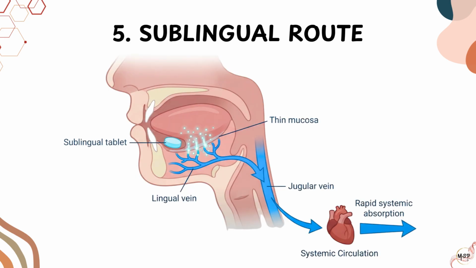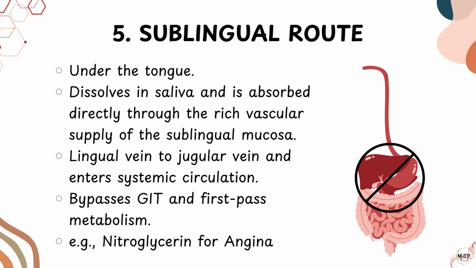From here, the drug travels through the lingual vein, then into the jugular vein, and quickly enters the systemic circulation. Since it's absorbed directly into the bloodstream, the drug bypasses the gastrointestinal tract and avoids first-pass metabolism in the liver, meaning it acts faster and more effectively. A common example is nitroglycerin, used to relieve angina or chest pain.